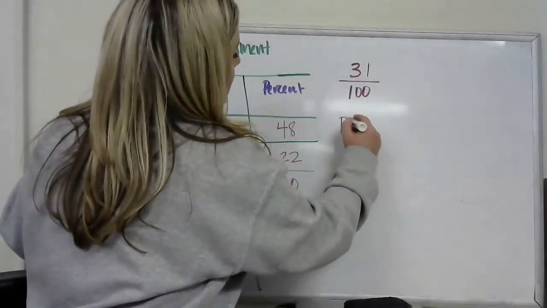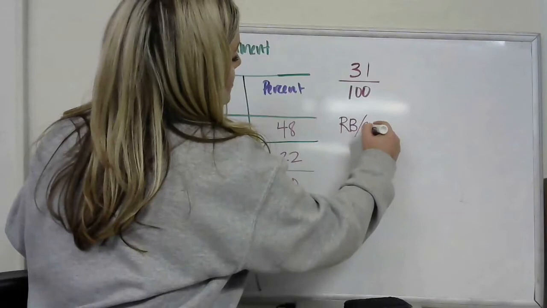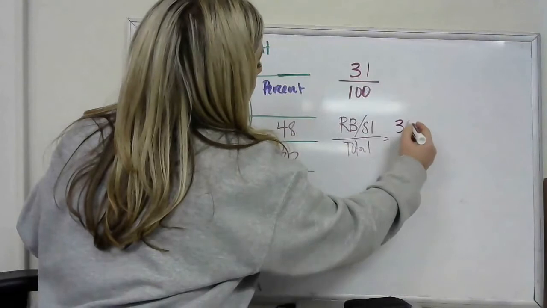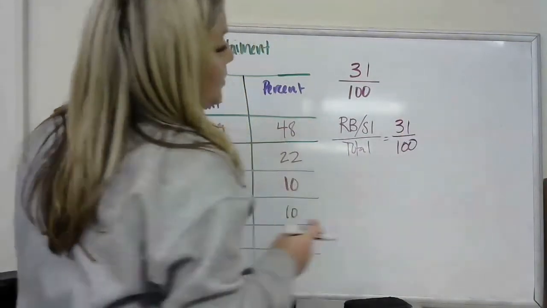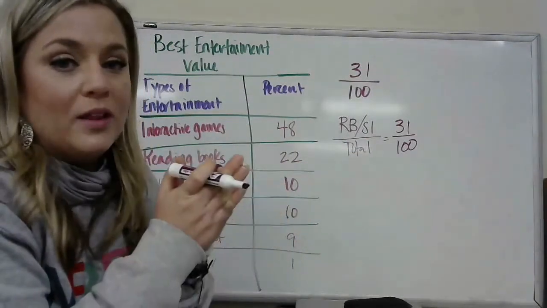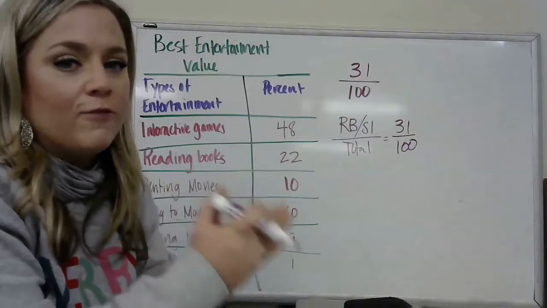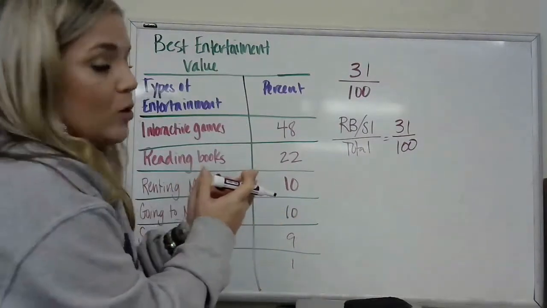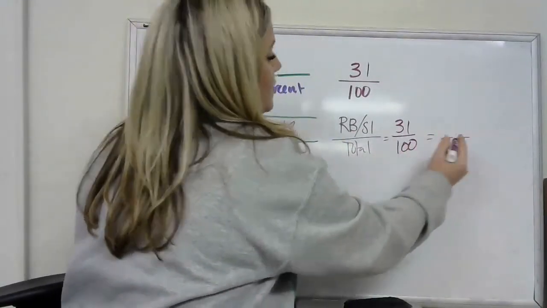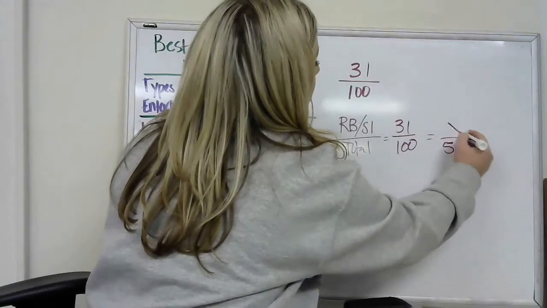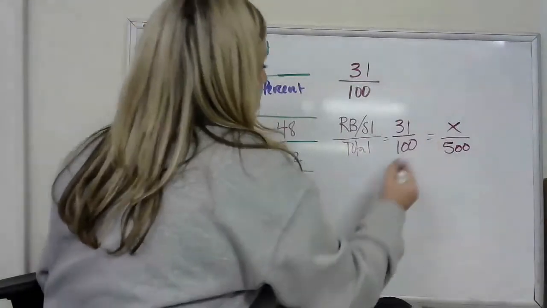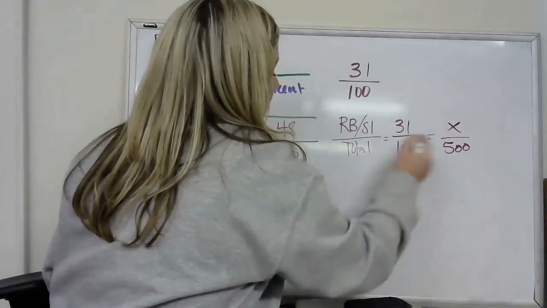So reading books, surfing the internet, out of total. Okay, so we know that 31% out of 100%. Now we want to know how many people we could expect to be either reading books or surfing the internet if we surveyed 500 people. So we're going to set up a proportion. The total people that we surveyed would be 500, and we want to figure out how many would be reading books or surfing the internet. So we're going to cross multiply and then divide.